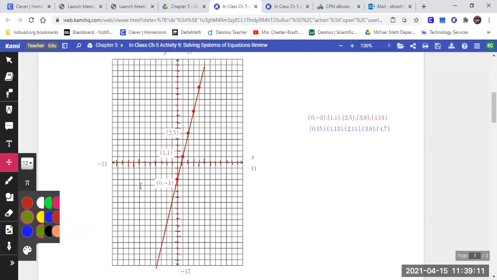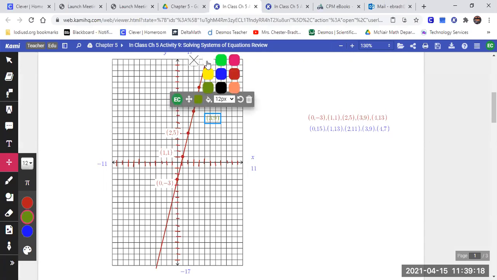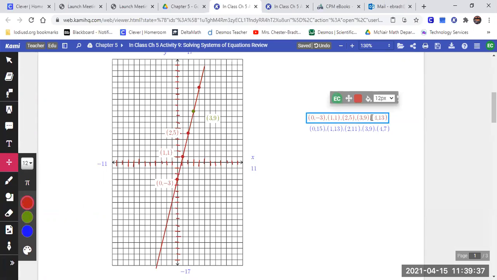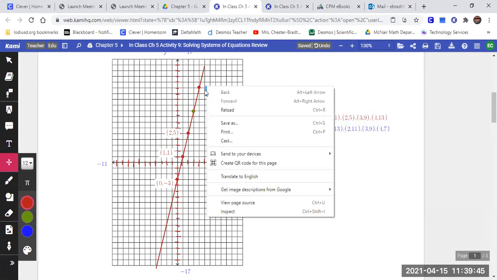So I'm going to change that to a green because I know it's my solution, right? I know that that dot is going to end up being our point of intersection. So I'm going to change my dot to green as well because it's my solution. Okay, and then I just have one more to copy over from the red, and I get to do the blue.